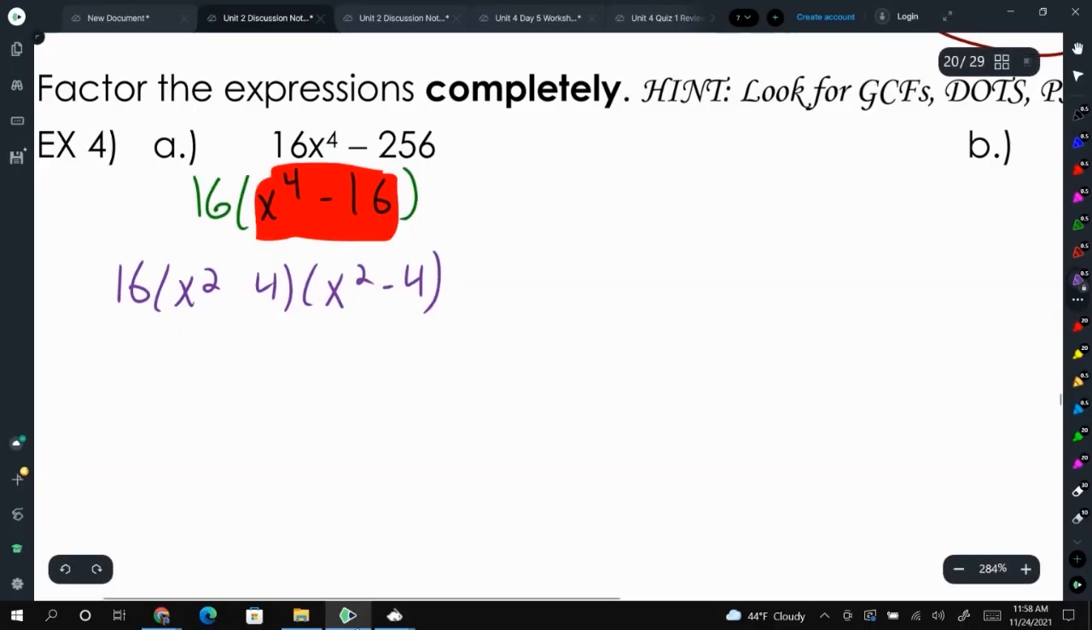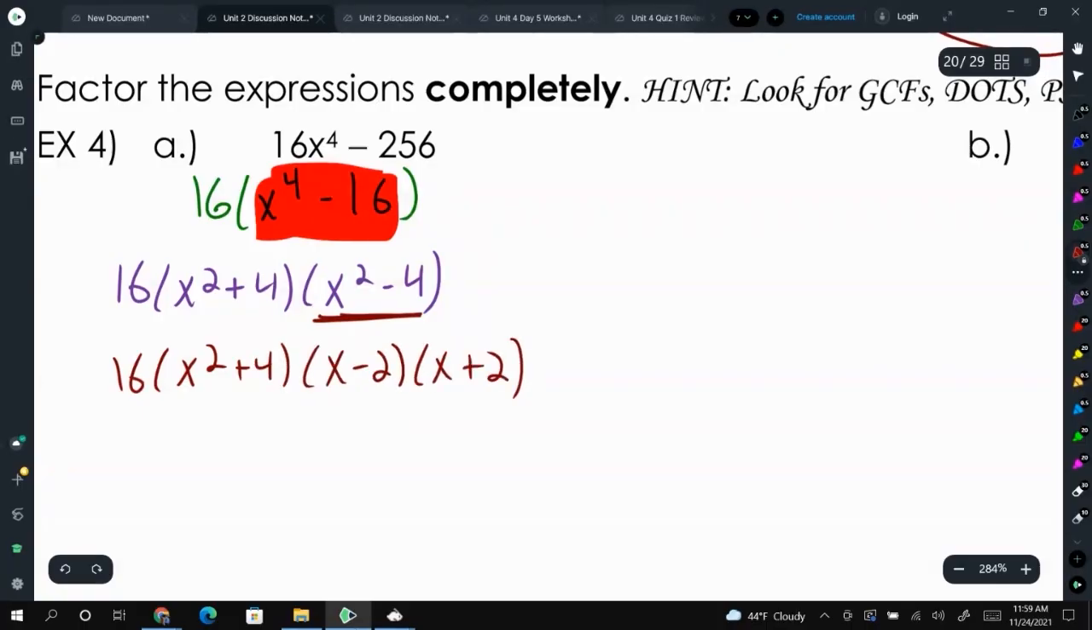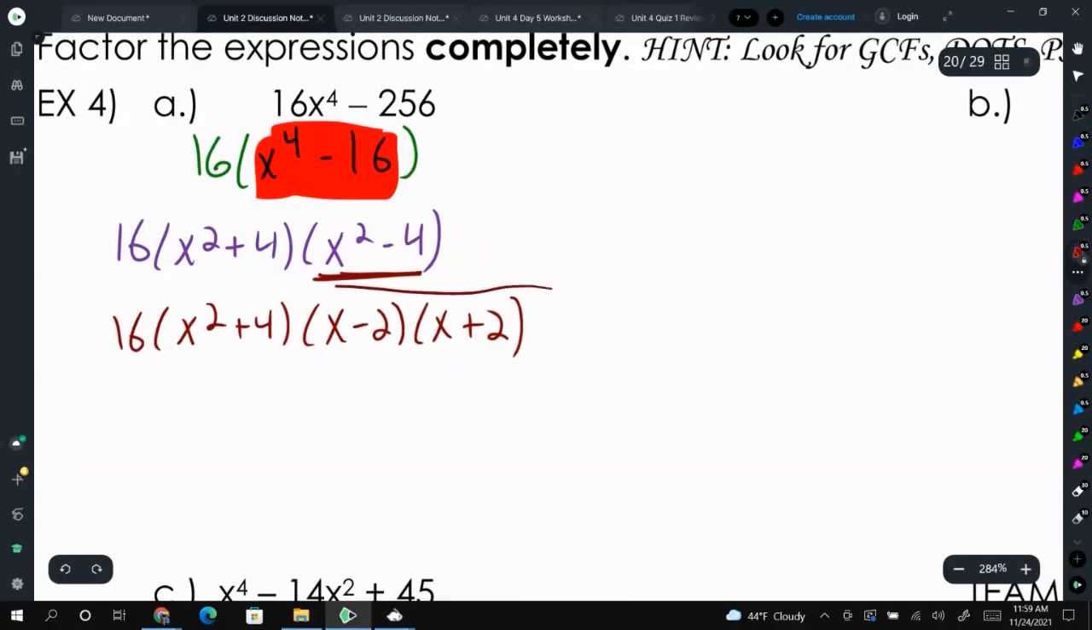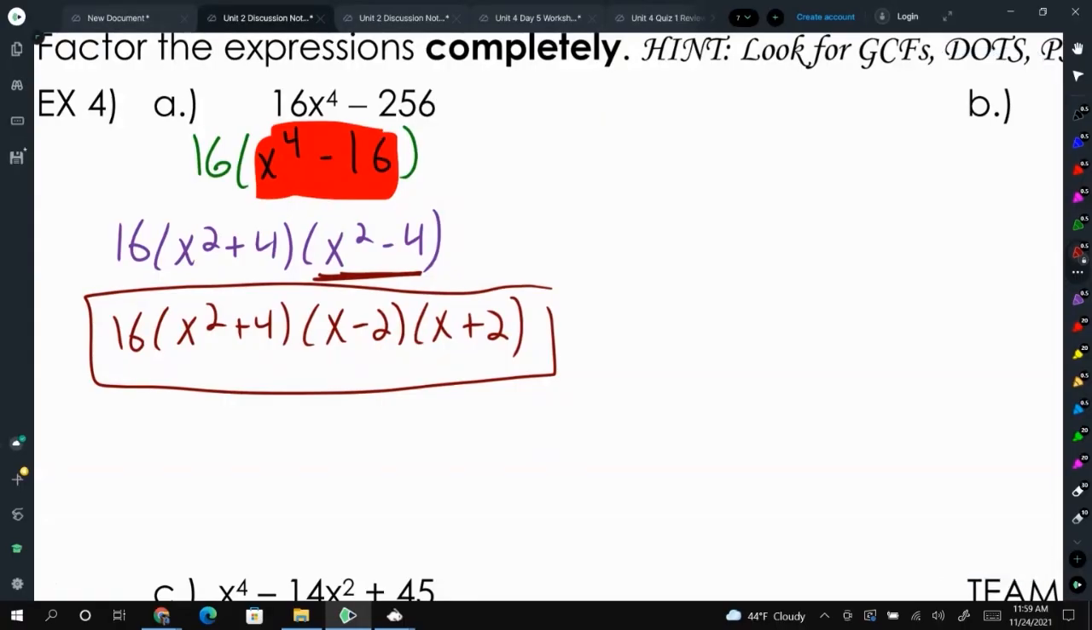And if we were to FOIL this out, multiply first, outside, inside, last, we would get x to the fourth minus 16. Now this isn't done yet. This is also a difference of squares. So now we write that as x minus 2 times x plus 2. So this would be our factored form.